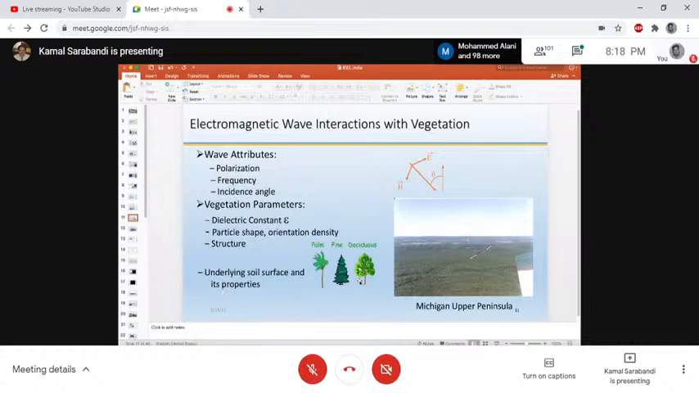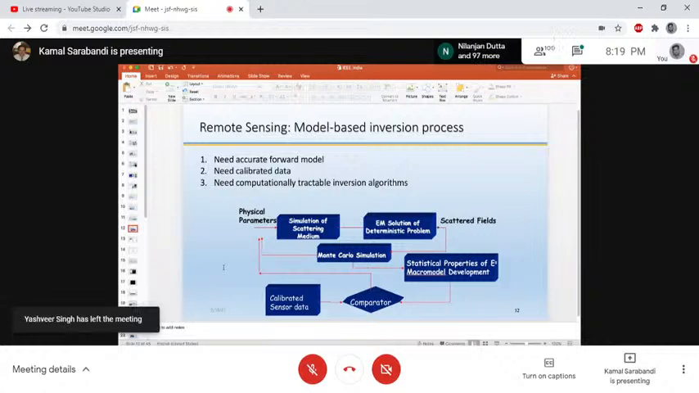Also of interest to a lot of hydrologists is the soil moisture. Can we also get the soil moisture? And of course, the ground underneath is going to have an effect. So we need to provide a very accurate forward electromagnetic scattering model. We need to have well calibrated data, and we need a computationally tractable inversion technique so that we could input, for example, a physical parameter.